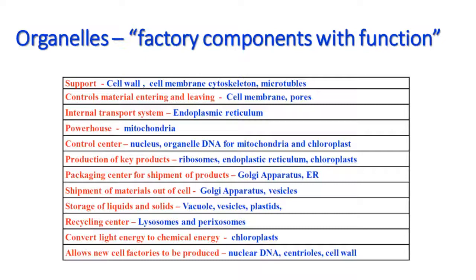Packaging center for shipment of products: Golgi apparatus and endoplasmic reticulum. Shipment of materials out of the cell: Golgi apparatus and vesicles. Storage of liquids and solids: vacuoles, vesicles, plastids. Recycling centers are lysosomes and peroxisomes. Converting light energy to chemical energy: chloroplasts. Allowing new cell factories to be produced: nuclear DNA, centrioles and cell wall.